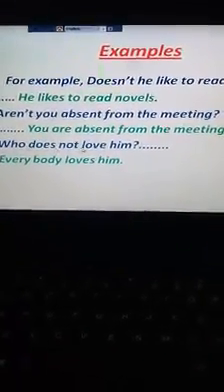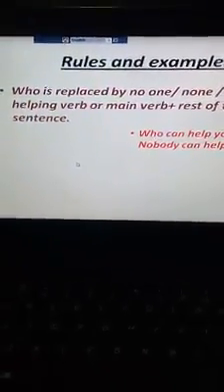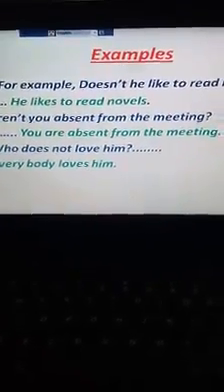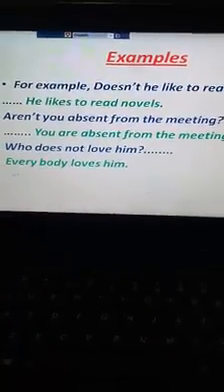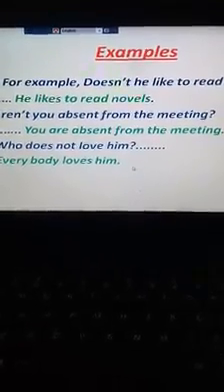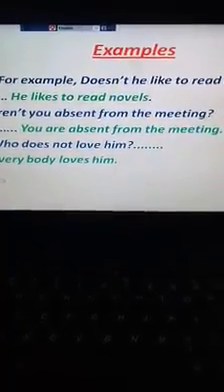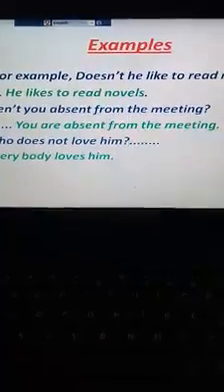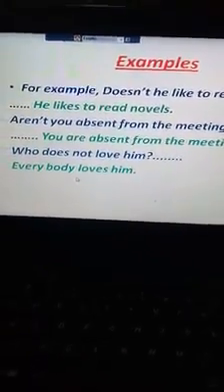Who does not love him? Here I have used everybody instead of who, because who is replaced by everybody or everyone or all. Everybody loves him. So loves is the main verb of the sentence. That is why I have written loves, but I don't need any helping verb in the sentence.